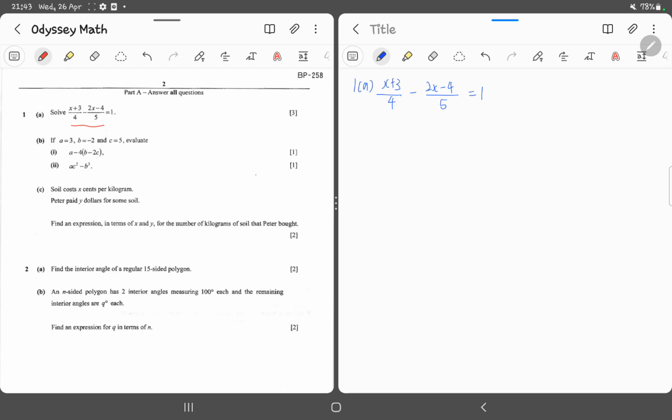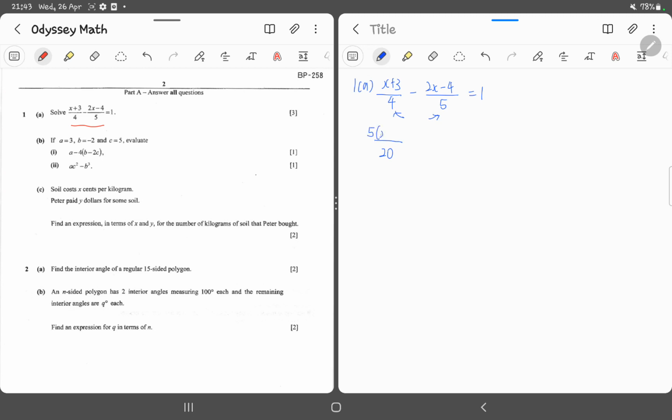For the left hand side, because we are taking the difference of fractions, the first thing we need to do is make the denominator the same. With 4 and 5, the common denominator will be 5 times 4, which is 20. From 4 to 20, I times 5, so therefore the numerator I must also times 5.